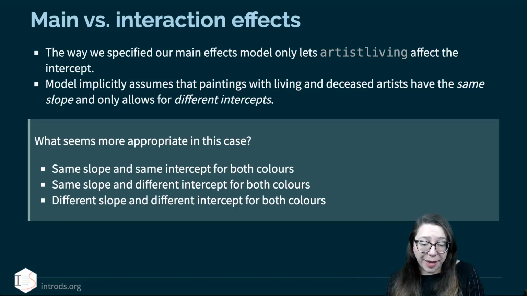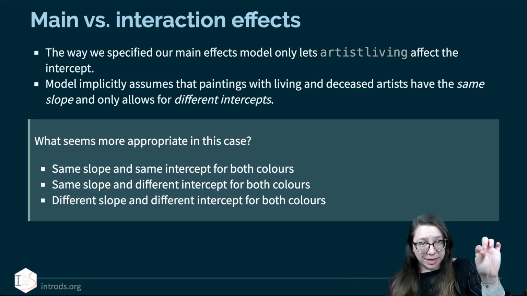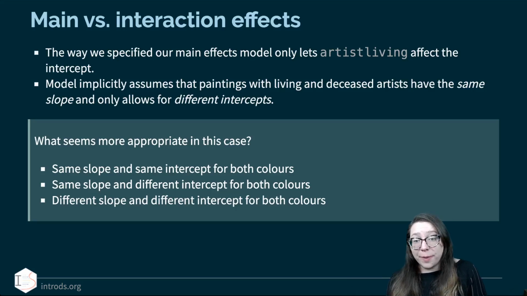Now let's talk about main versus interaction effects. The way we specified our main effects model only lets artist living affect the intercept. The model implicitly assumes that living and deceased artists have the same slope and only allows for different intercepts. But what seems more appropriate? Would it be more appropriate to have the same slope and the same intercept for both colors, so the lines would be basically overlapping? Same slope and different intercept for both colors, or different slope and different intercept for both colors?